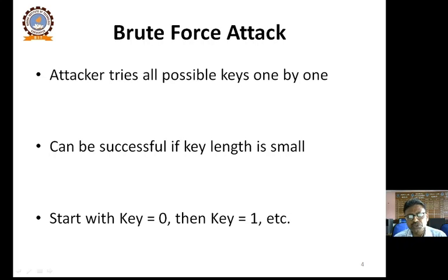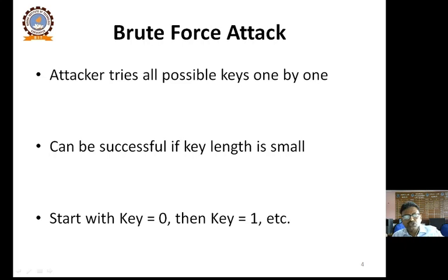Suppose we are using a single bit key. So single bit key means either it will be 0 or it will be 1. So once the attacker will be using 0 and trying to decrypt the message, another time it will be using 1 to decrypt the message. So there are only two possibilities. So if the length is 1, then it is very easy to be successful.